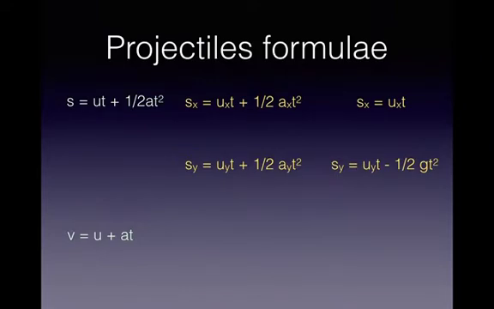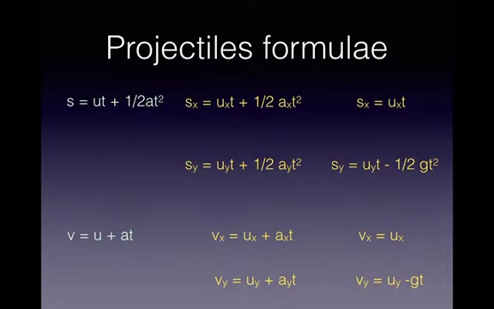Now, we repeat that for v is equal to u plus at. Again, a of x is 0, and a of y is minus g. And I'd like to draw your attention to the v of x equals u of x. That tells you that the velocity at any time is equal to the initial velocity in the x direction. That means again that the particle is travelling at constant velocity. And if you remember the formula for constant velocity, speed is distance over time, that's actually the s of x formula, and that occurs only in the x direction.